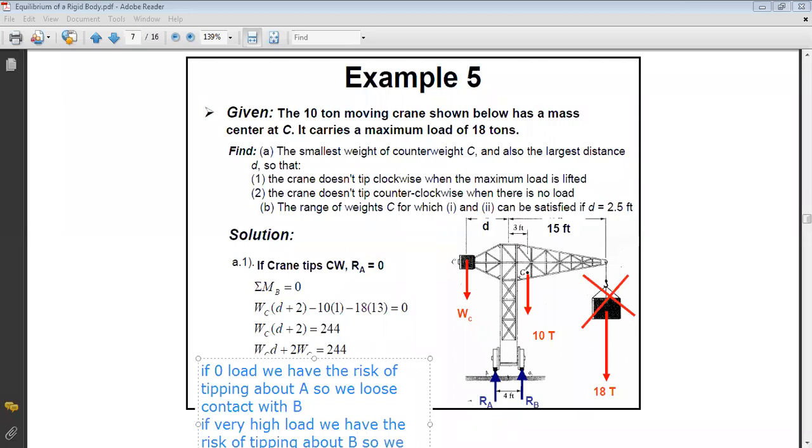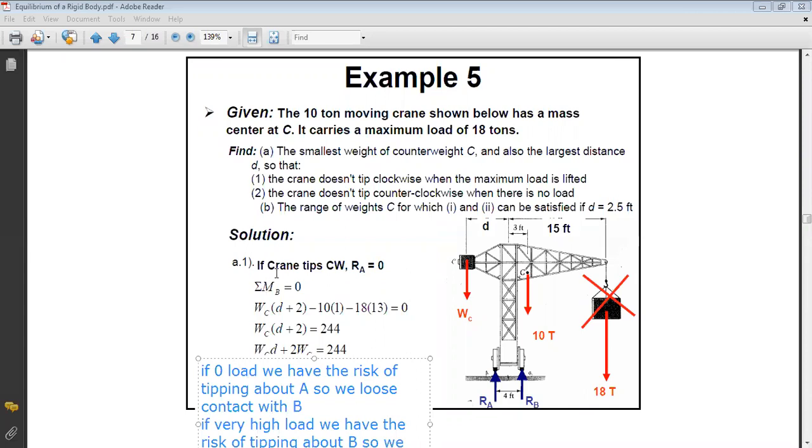So what we will do together now, we will try to design the system in order to avoid these two critical scenarios. When we don't have load, we don't want to tip about A. And when we have the maximum load, we don't have to tip about B. Okay, so this is why first we will consider the first critical case.